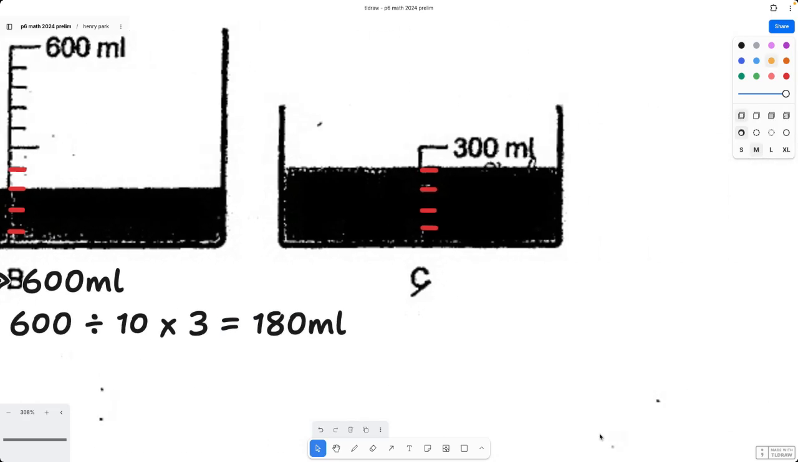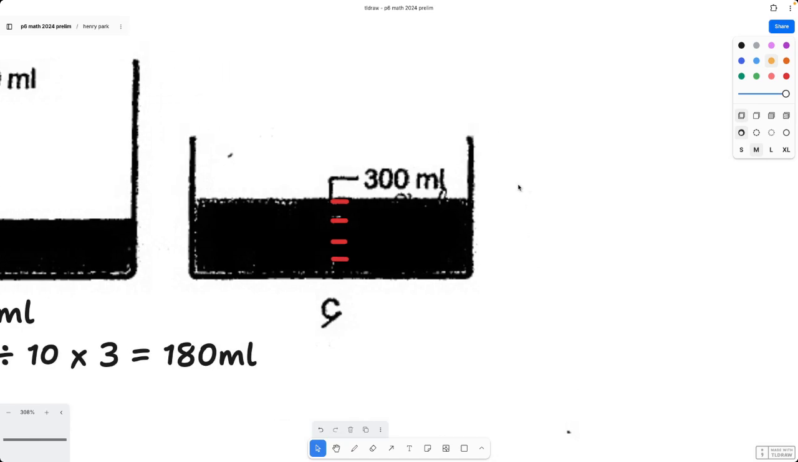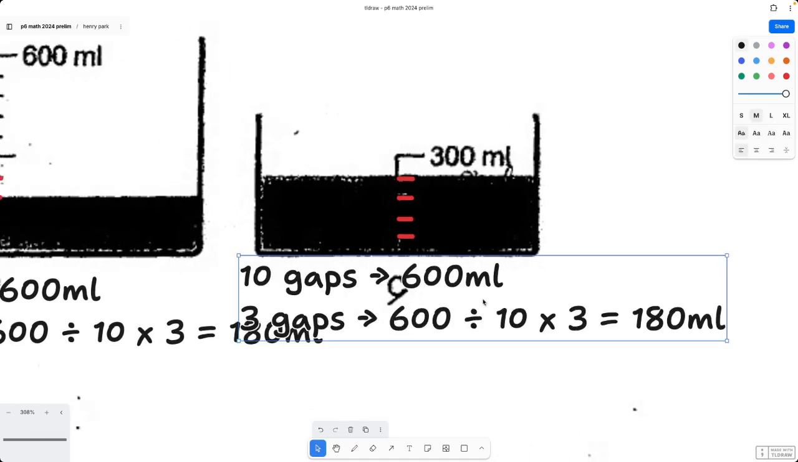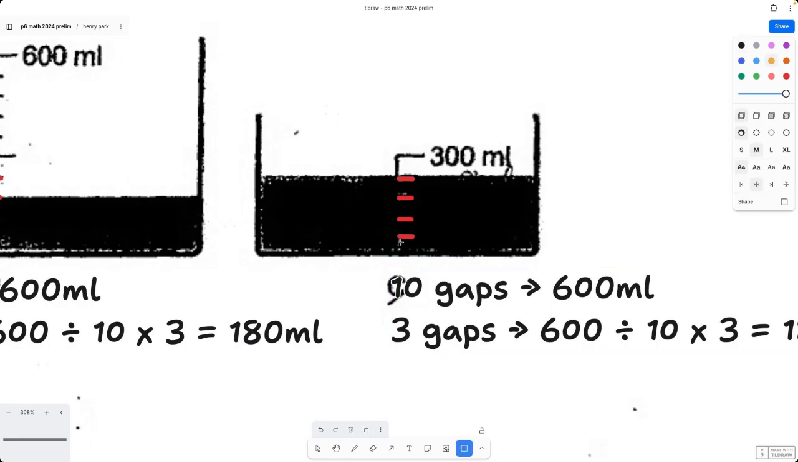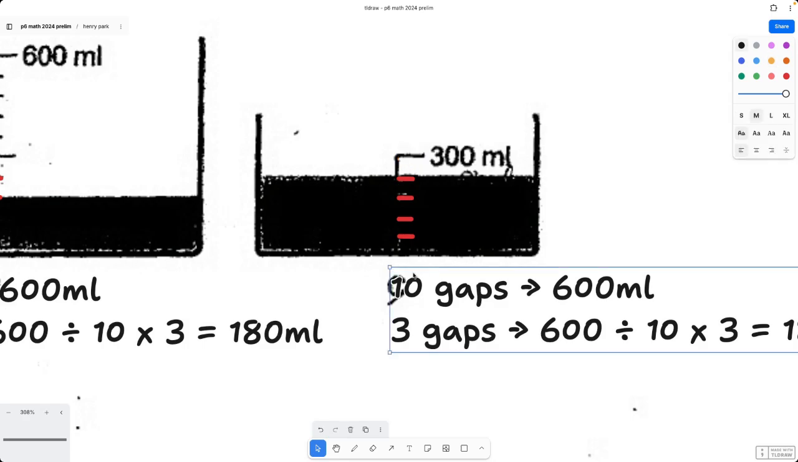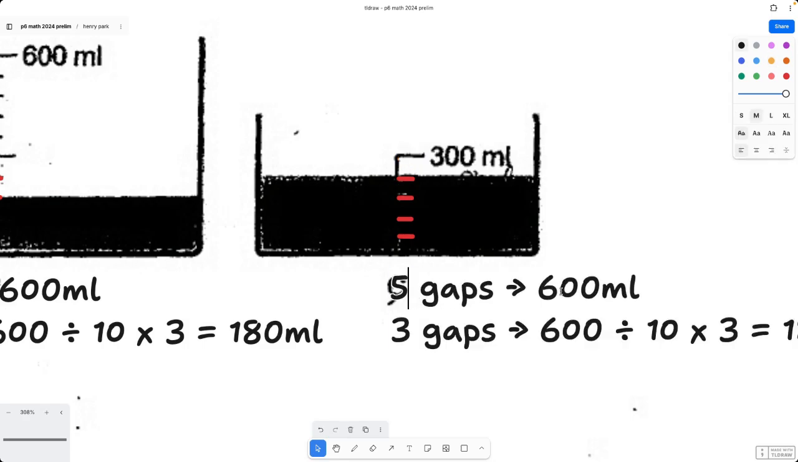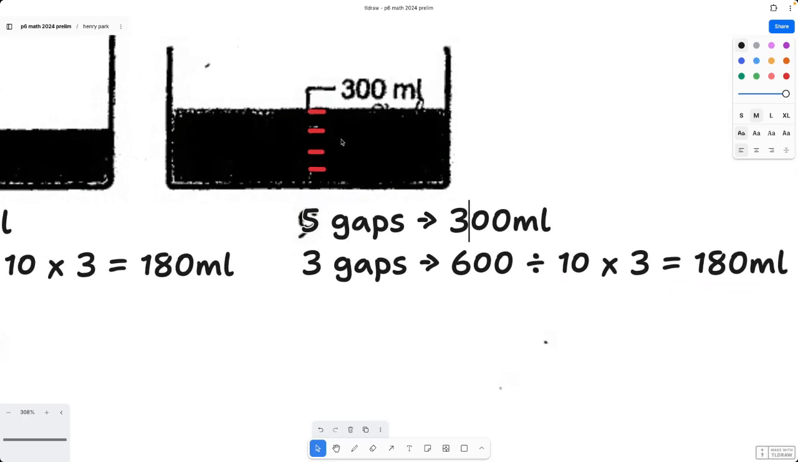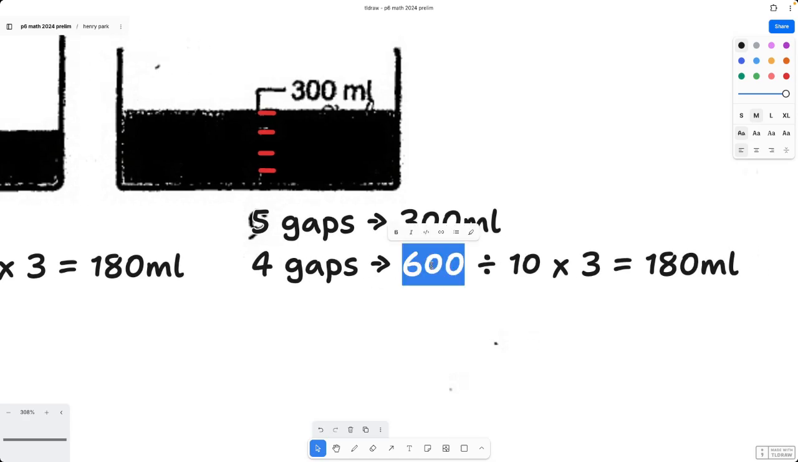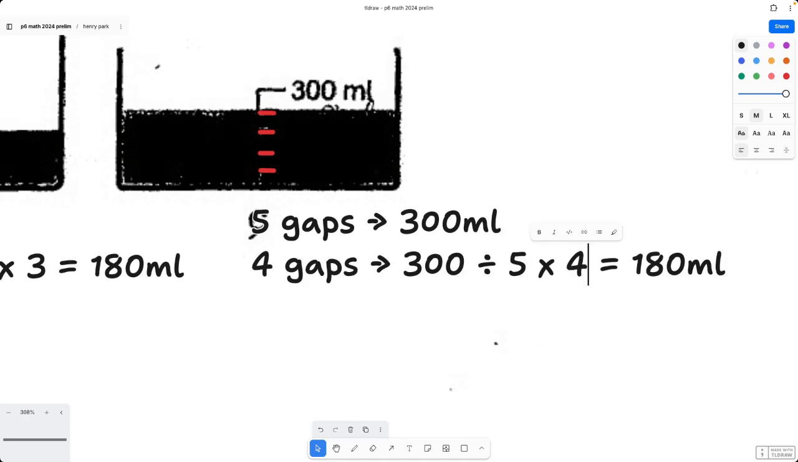Roughly around there. Lastly, you have 300 ml. So this one we have, I think, around 5. So in this case, 1, 2, 3, 4, 5. So 5 gaps equal to 300 ml, and then this only has 4 gaps. So it's basically 300 divided by 5, which is 60, times 4, which is 240 ml.